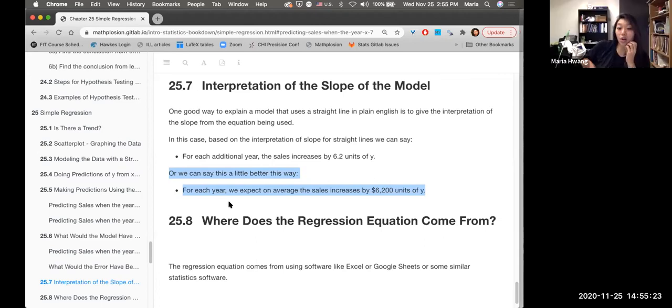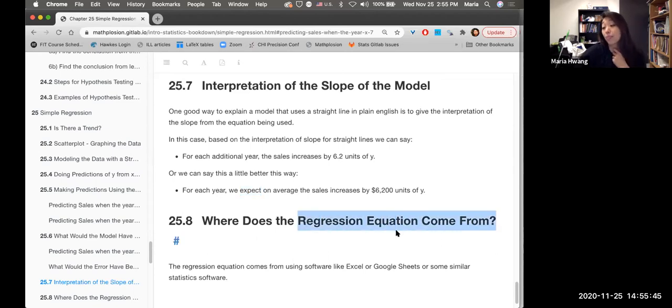Very good, right? Because this is in the thousands of units, if you wanted to fully contextualize it, it's worth about $6,200 worth of units that we expect to increase based on this particular regression line. Okay, so where does this regression equation come from? As I said before, we won't be doing it by hand.